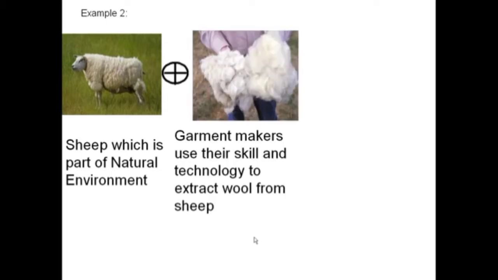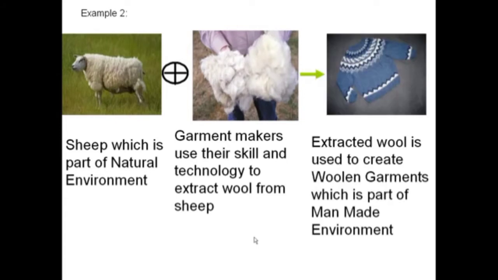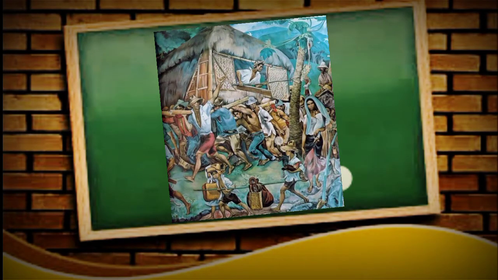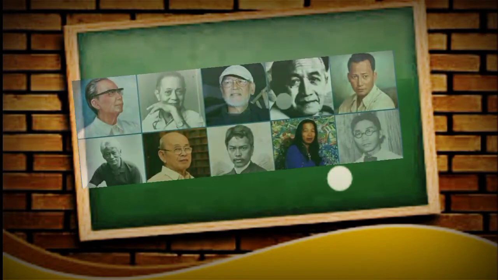Another example is sheep, which is a part of our natural environment. Garment makers use their skill and technology to extract wool from sheep. Extracted wool is used to create woolen garments, which is part of the man-made environment. But besides the things that the natural environment can produce, you can also learn from it and get inspiration in order to create a masterpiece.